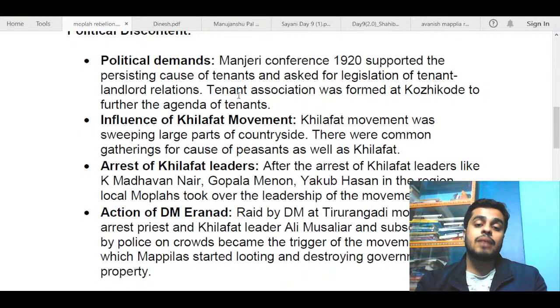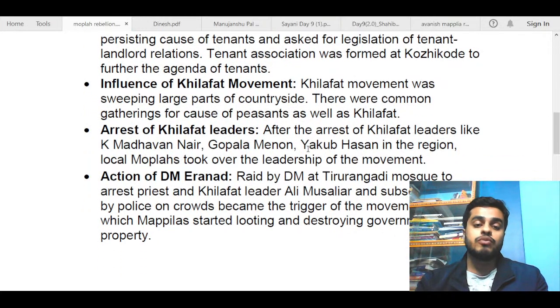Next, at the same time, if you can remember, the Khilafat movement was also started, and this movement was pretty famous in the country. Gandhiji was leading this movement, and it was in that same period. This movement also helped the cause of the peasants. There were common gatherings for the cause of peasants as well as Khilafat. So this encouraged the movement basically.